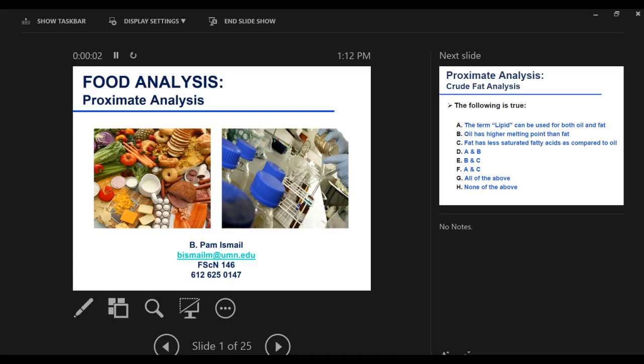All right, continuing with proximate. Moving on. So far we did moisture, ash, fat, protein, now fat. You already did fat in the lab, so you already kind of are pros. This is going to be a refresher with some basic information. So I expect a lot of participation and a lot of candy flying around in the room. Okay.